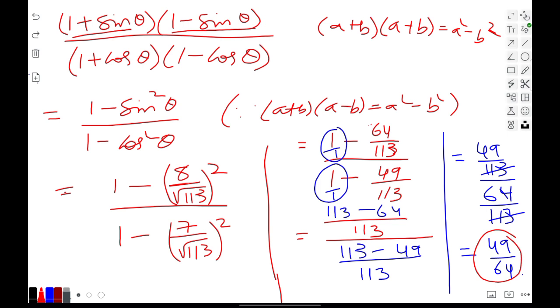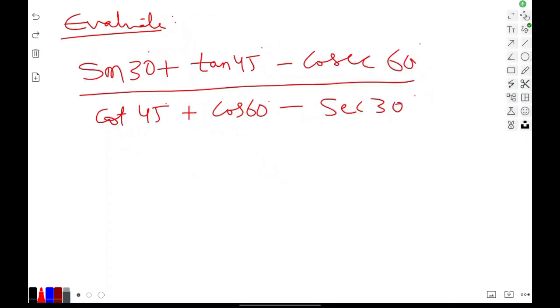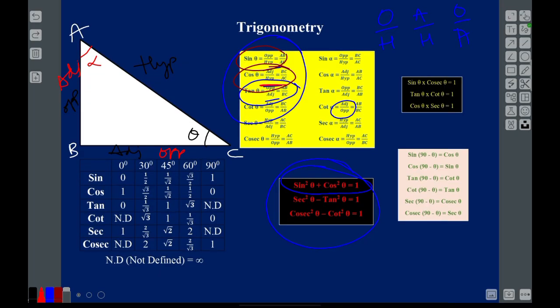49 by 64. Okay, let's see some sums related to the trigonometry table. They asked to find sin 30 plus tan 45 minus cos 60 minus cosec 60 by cot 45 plus cos 60 minus secant 30. I told you that if you know these formulas, then you can solve any sums.